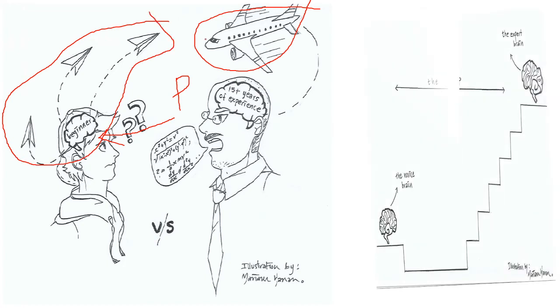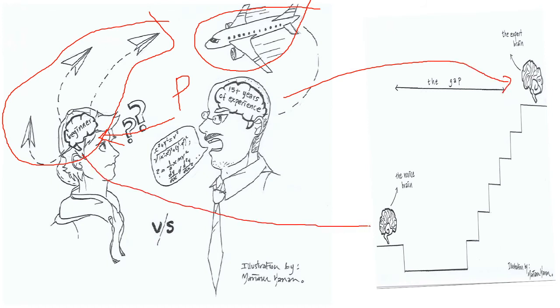Now, placing the expert, his knowledge is somewhere here and the novice knowledge is somewhere here. And the gap between the expert and the novice mind is what the psychologists called the gap between the minds.